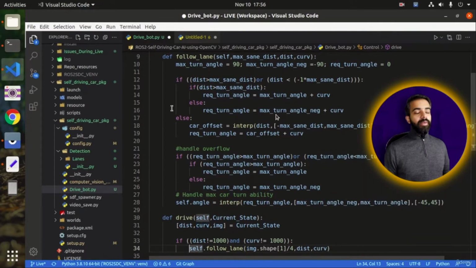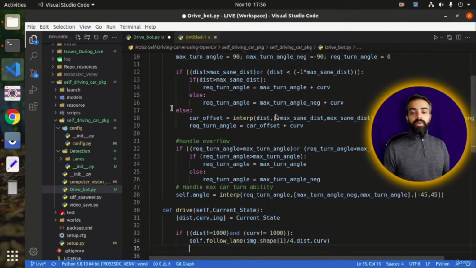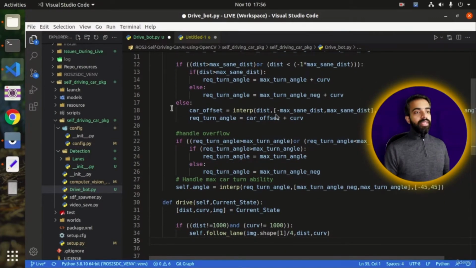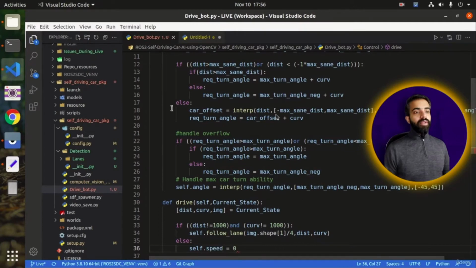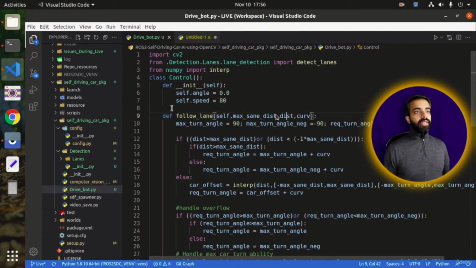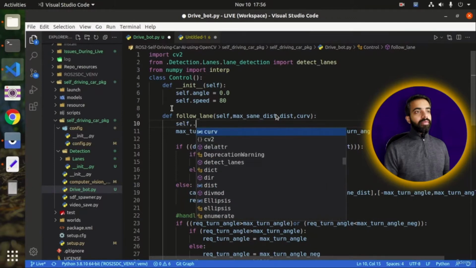Once we have this, we have completed the self.follow lane function and called it from the drive, or the main central hub, inside the controls class. Now, we need to cater for the other case where distance and curvature are not correct values. For that case, we need to set our self.speed back to 0. So we need to basically stop the car if the lane detection has stopped. Otherwise, normally in the follow lane, we want to reinitialize the speed of the car back to 80.